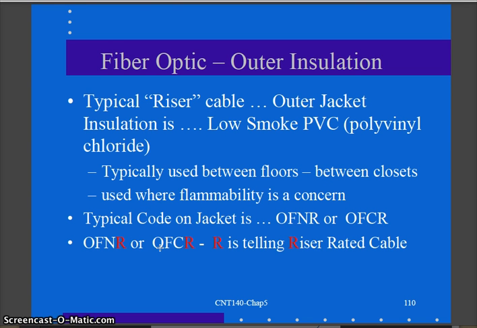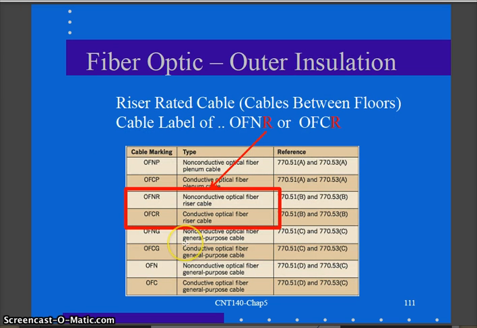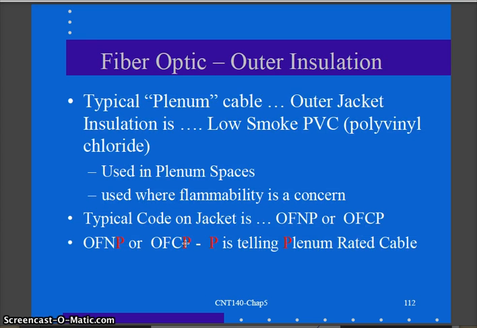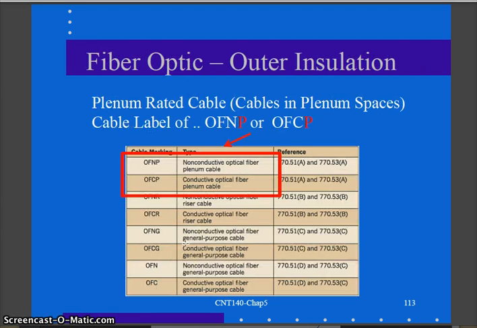I do also run into riser rated fiber optic cable, just like before, OFNR, OFCR. R is telling me riser rated. This piece of fiber could be used between closets to connect switches in a closet on the first floor to a closet on the second floor, or a closet on the first floor up to a closet on the third floor. The last one is your plenum rated cable. Just as before, plenum rated spaces, etc. My cable jacket label is going to be something like OFNP or OFCP, and P is telling me plenum rated. This could actually be installed in plenum spaces in my building.